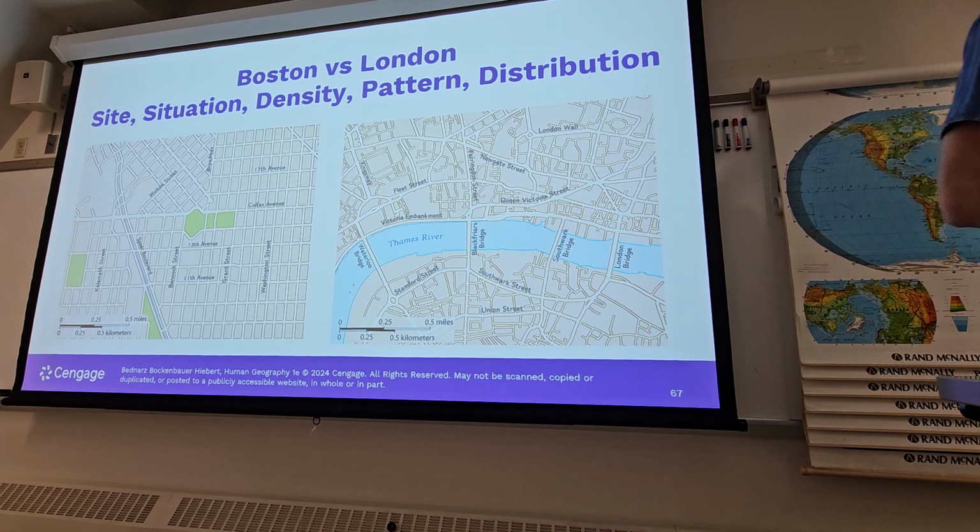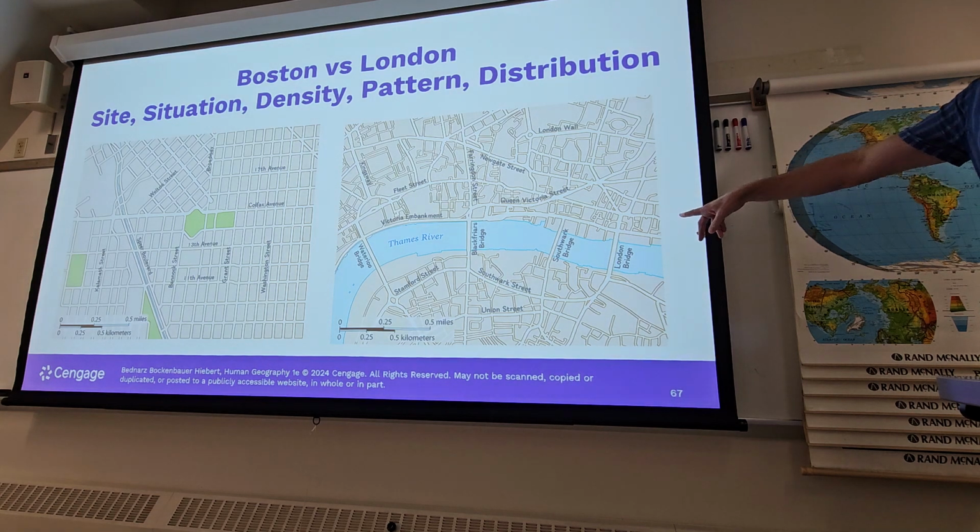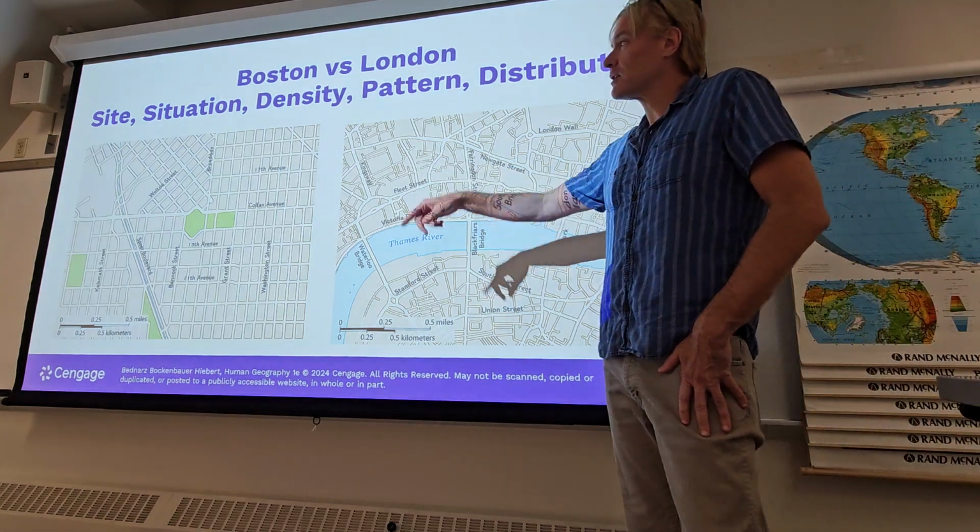Some other concepts from this chapter, we've already talked about these terms a little bit: site, situation, density, pattern, distribution. What does all this mean? Well, the example here from the book, you have a section of London here on the right and a section of Boston on the left.